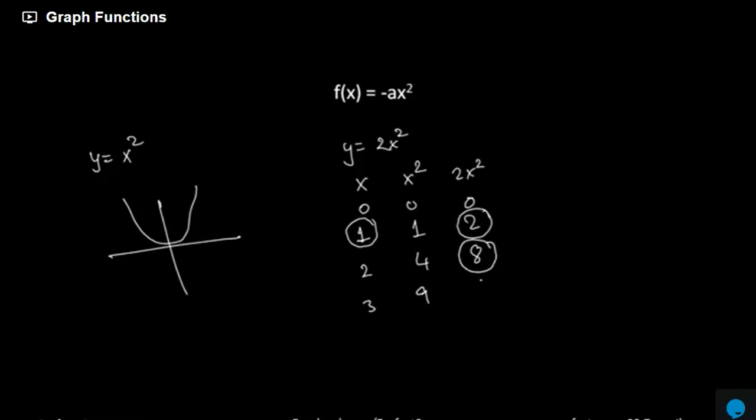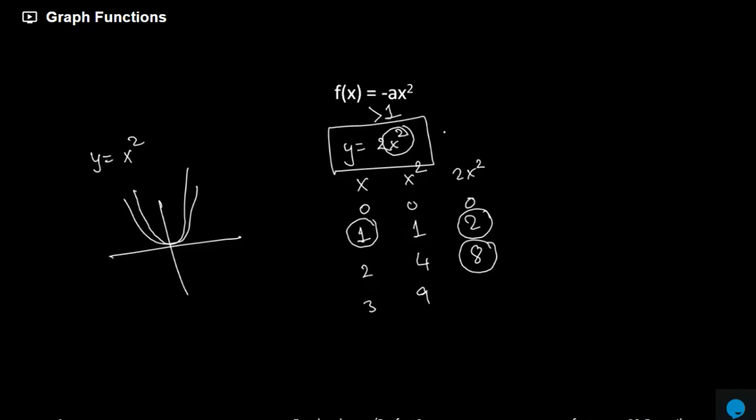For the same value of x, what am I getting? I'm getting a bigger value for y, which means my graph is going to shrink when I multiply by a number greater than 1. So when I multiply the coefficient of x squared by a number greater than 1, the graph is going to shrink.